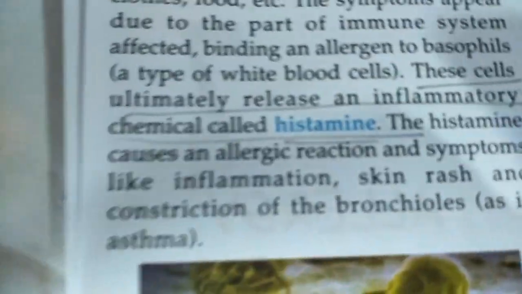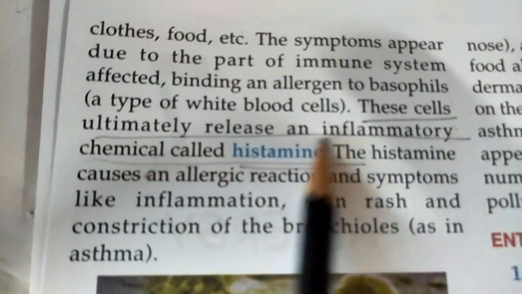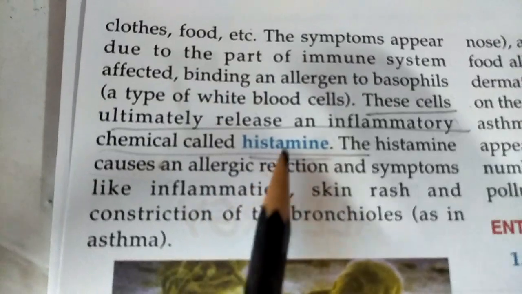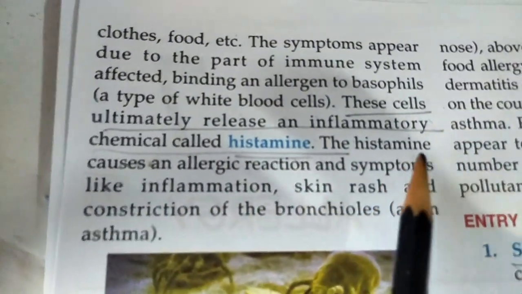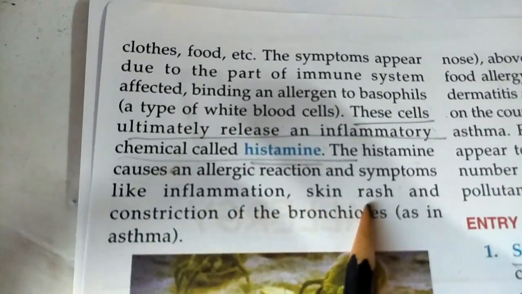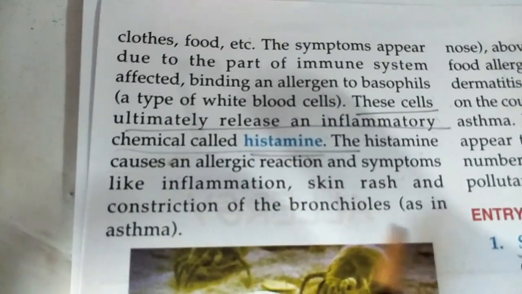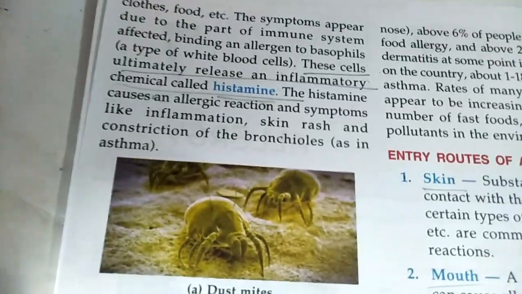right there on top, we can find here that yes, cells ultimately release an inflammatory chemical known as histamine. Histamine causes an allergic reaction and symptoms that are inflammatory, skin rash, and constriction of the bronchioles as in asthma. So the answer is here. I hope it's very clear. Page number 66.